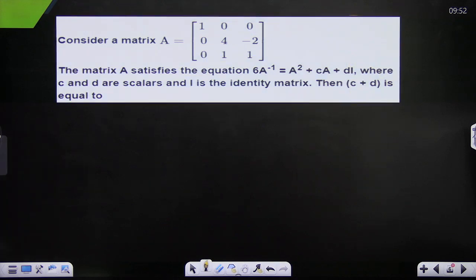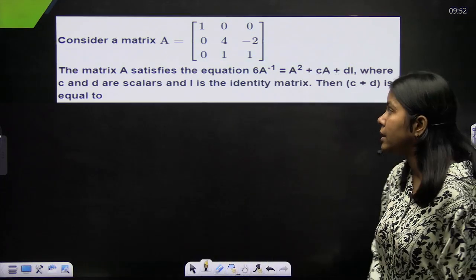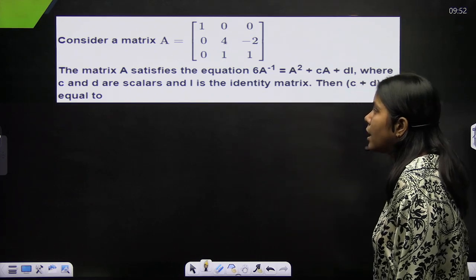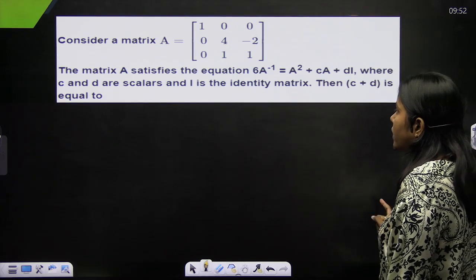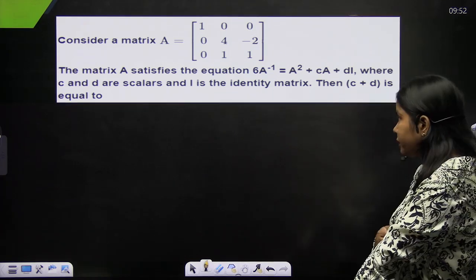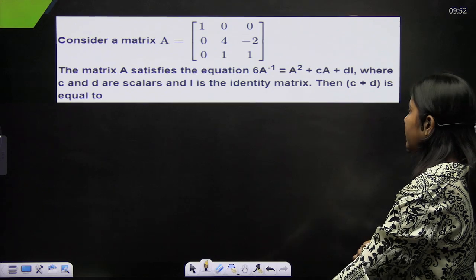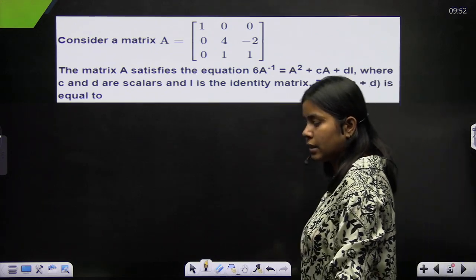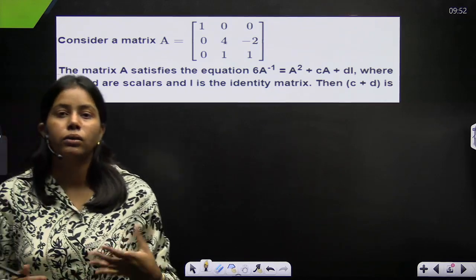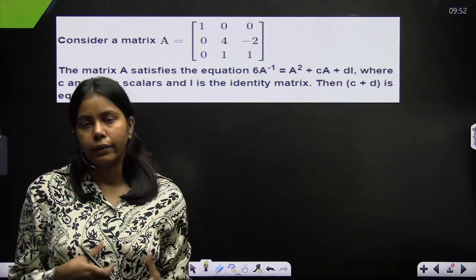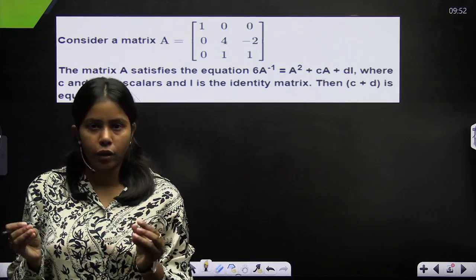Now let's try another question. This is a matrix A given to me: 1 0 0, 0 4 minus 2, 0 1 1. The matrix A satisfies the equation 6A inverse equals A square plus CA plus DI, where C and D are scalars and I is the identity matrix. Then they are asking for C plus D. I am solving here by a longer method to let you know how this Cayley-Hamilton theorem exactly works, and later on we are going to try a shortcut method as well.